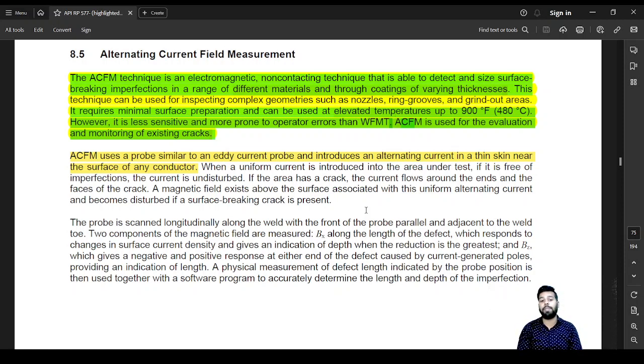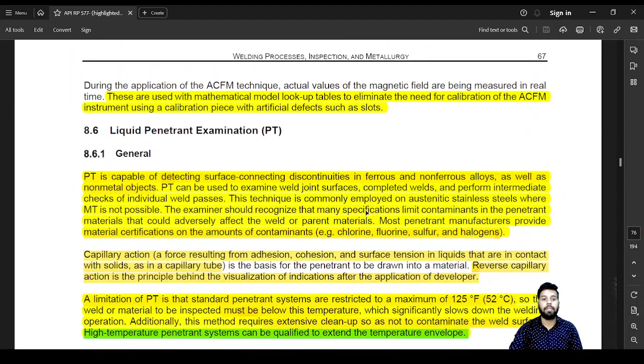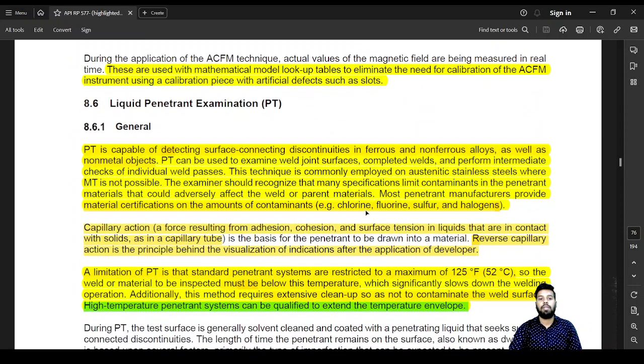ACFM uses a probe similar to an eddy current probe and introduces an alternating current in a thin skin near the surface of any conductor. If there is any change in this alternating current provided by the probe, this can be detected by ACFM. During the application of the ACFM technique, the actual values of the magnetic field are measured in real time. These are used in mathematical model lookup tables to eliminate the need for calibration of the ACFM instrument using a calibration piece with artificial defects such as slots.